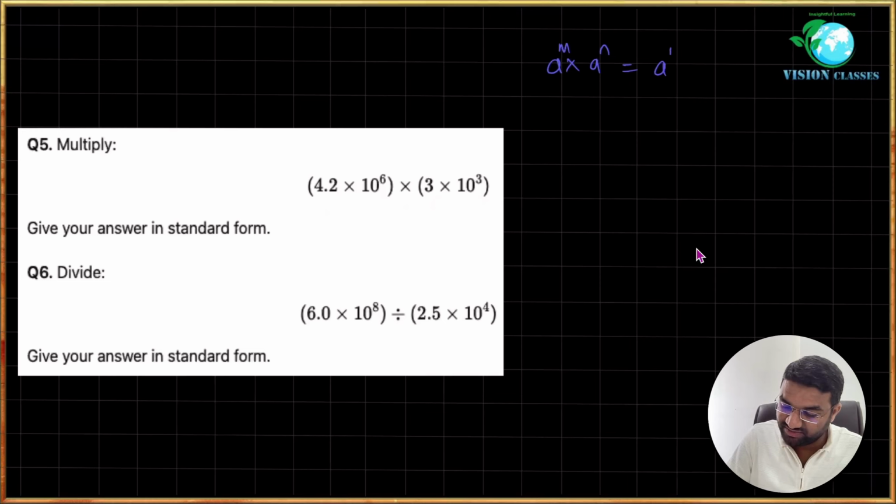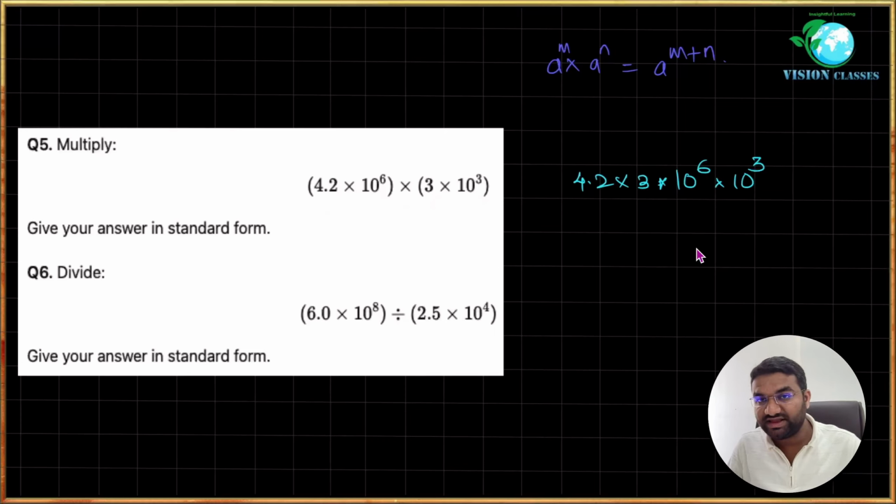It's a to the power of m plus n. So 10 to the power of here, 6 times 10 to the power of 3. We can write it together. Then 4.2 times 3, we can take it together. So 4.2 times 3 is 12.6 times 10 to the power of 6 plus 3 is 9.